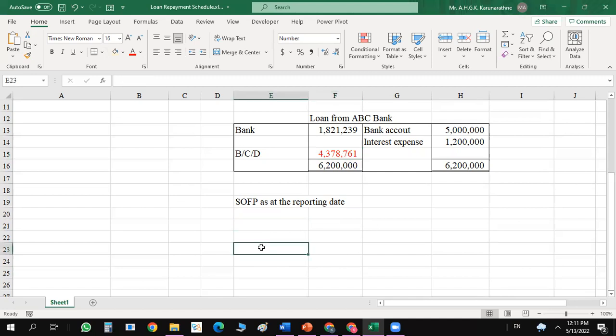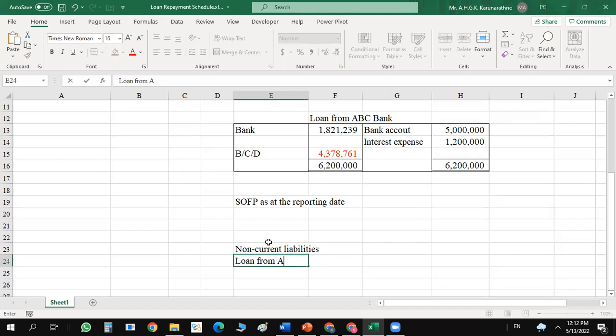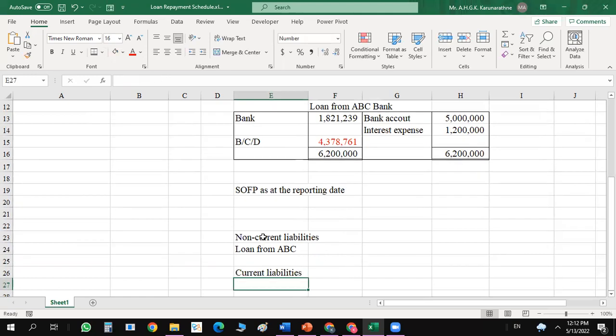It is a must in every exam that a long-term liability should be classified as current and non-current. So you need to identify your non-current liability portion, under which you can say loan from ABC. Then under current liabilities, loan from ABC. Sometimes you can say current portion of the non-current liability, whatever. So now you need to classify.